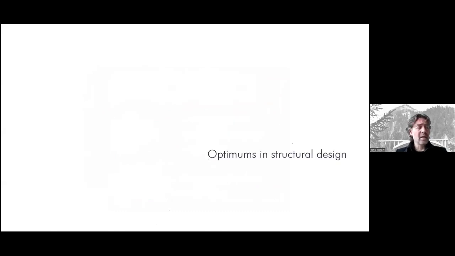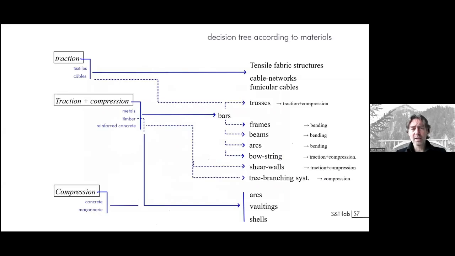So these are the basics we need to develop a structural system, and we will go to the question of optimum in structural design. The first point, of course, we have to question is what would be the mechanism. You can develop several systems in between traction and compression, or just compression, depending on the material. For instance, concrete alone without reinforcement is just about compression.